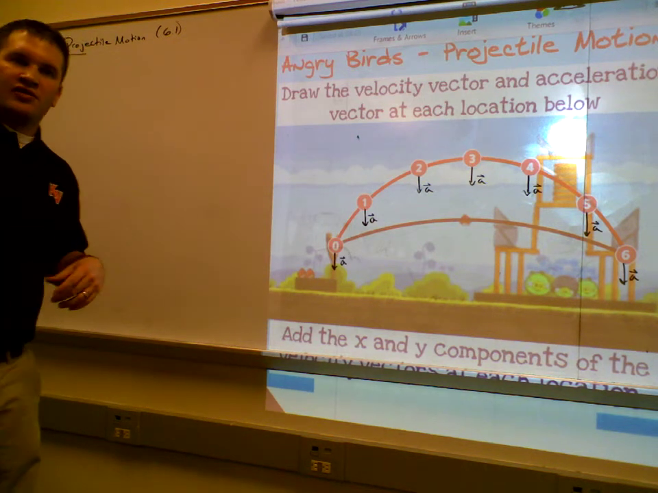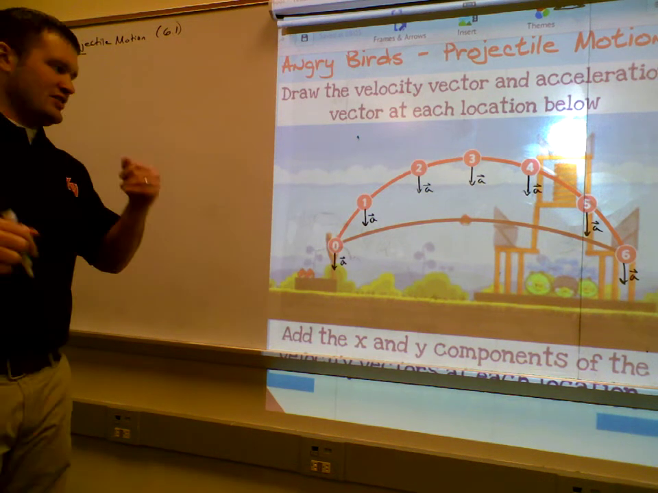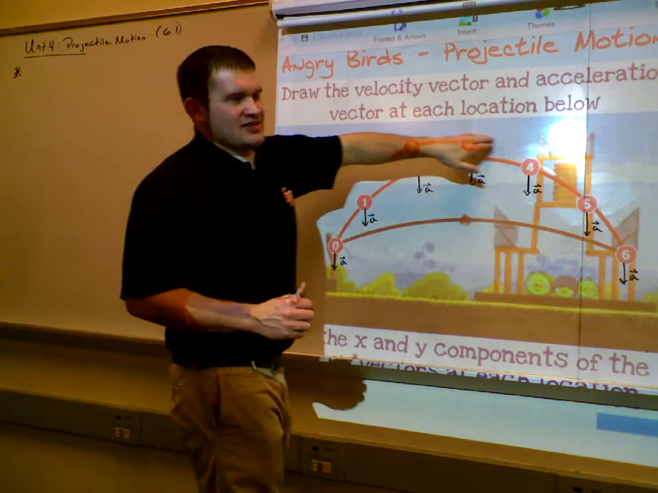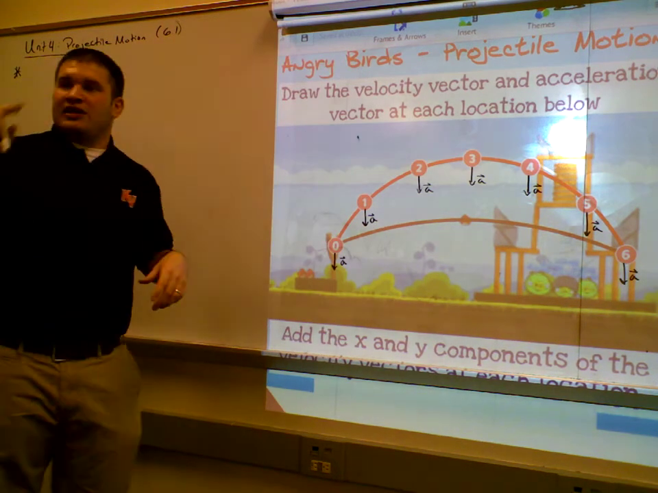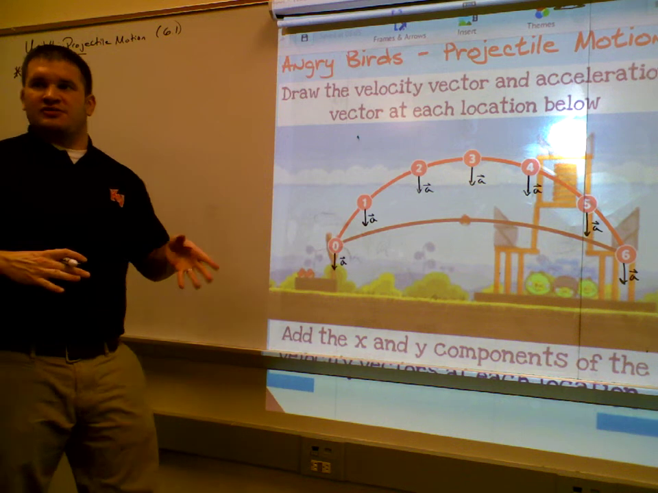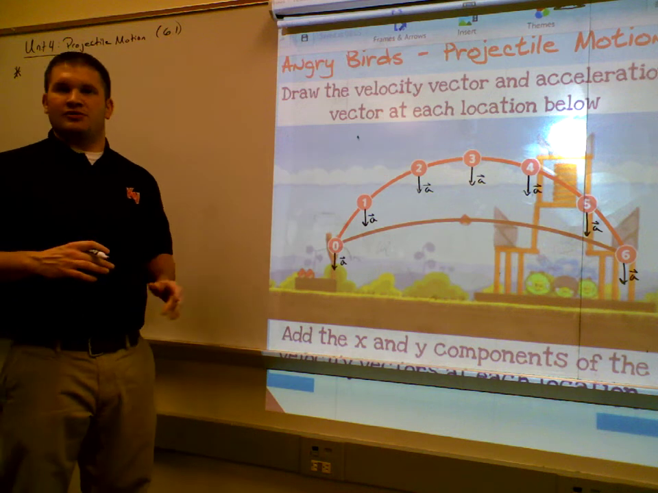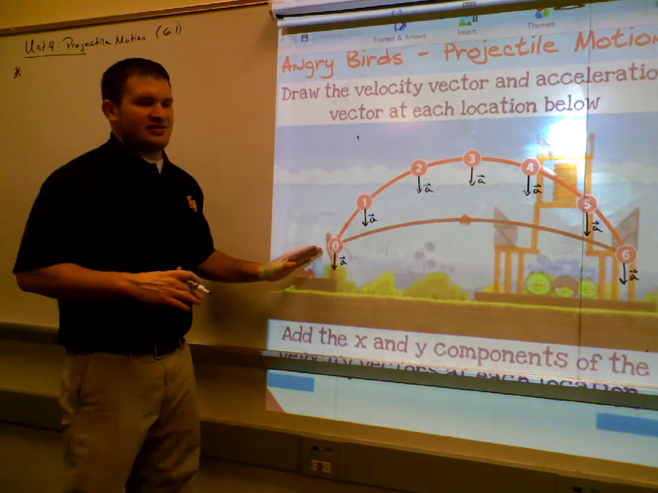Okay. Now velocity vectors. Am I looking for average velocity or instantaneous velocity? Instantaneous. The velocity at these specific instants in time, right? Think about it this way. If we turned off gravity, so this was Angry Bird's face, right? And I shot it in this direction, what's going to happen to it? It's just going to keep going that way. So what's its instantaneous velocity right here?